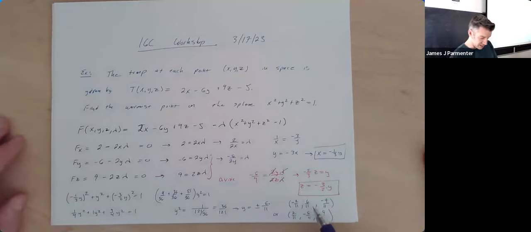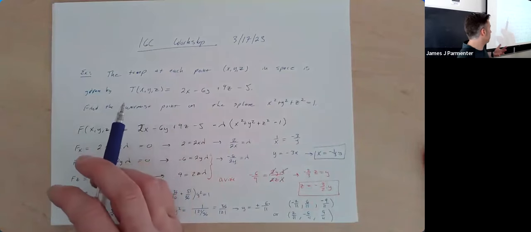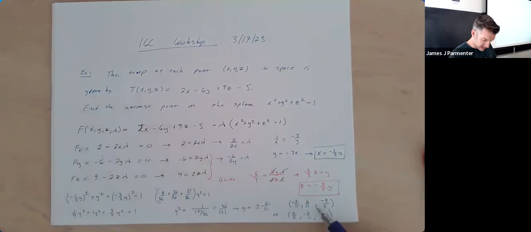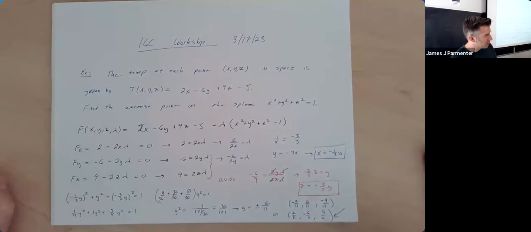And then you plug each of these into the temperature function to figure out which one gives you the max, the positive value essentially. Looking at this, I can see that plugging in the second point is the one that's going to give me positive numbers. So this is the answer. That's the warmest point on the sphere.